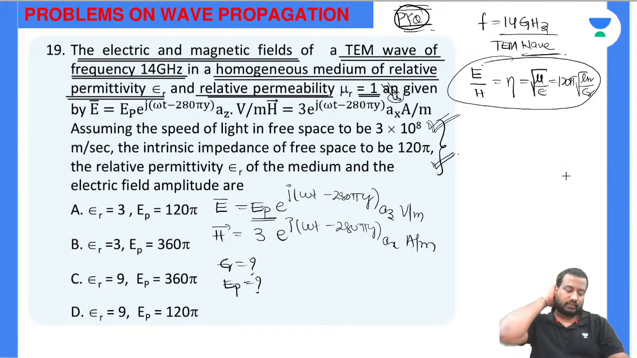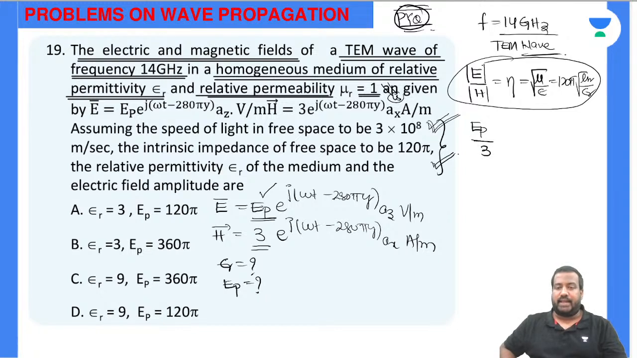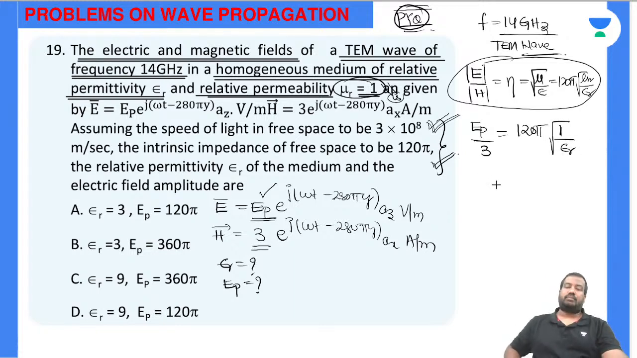Now you try. Magnitude of electric field to the magnitude of magnetic field. Magnitude of electric field, EP, by magnitude of magnetic field, 3. EP by 3 is equal to 120 pi into under root of mu r, which is 1, under root of 1 by epsilon r, which we don't know. So, by comparing we can write EP by 3 is 120 pi by under root epsilon r.